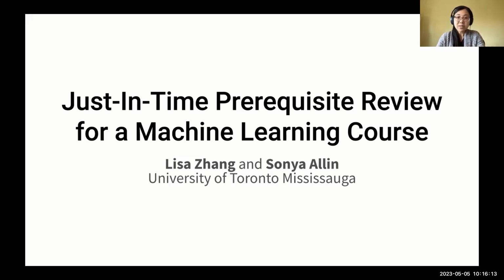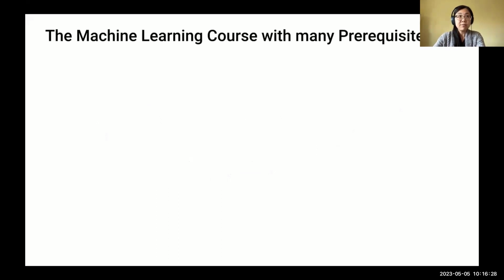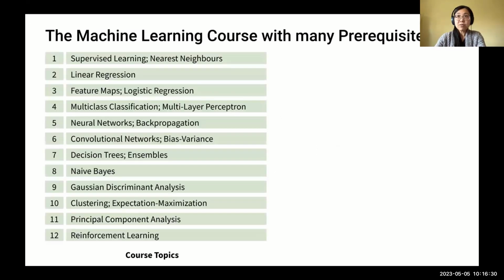It is an established educational practice, but I think the way that prerequisites are structured in a machine learning course is really different from, say, the prerequisite chain CS1 going into CS2, for example. And to be specific, here's the topics that we cover in this machine learning course.